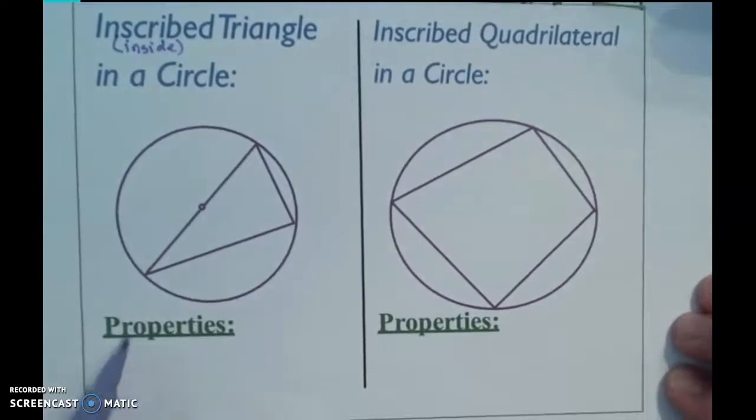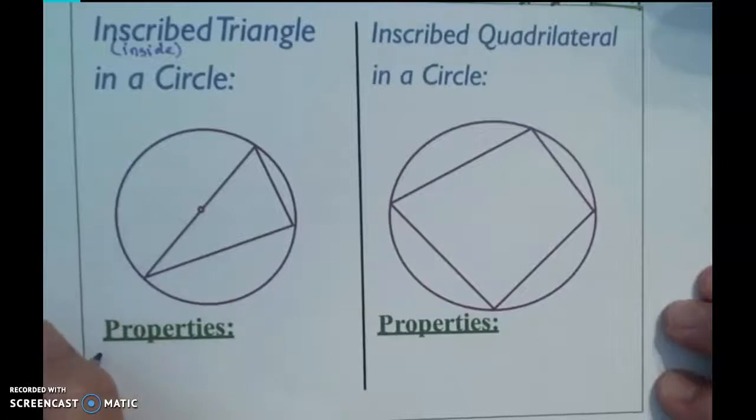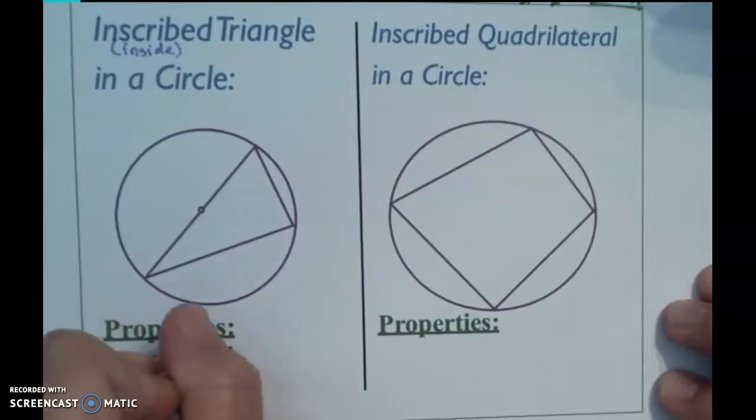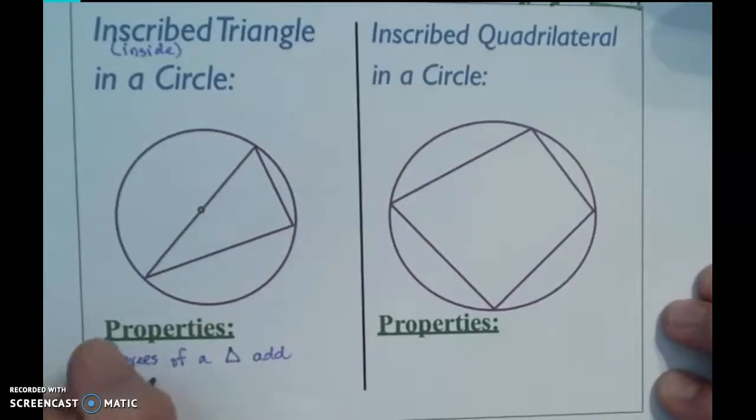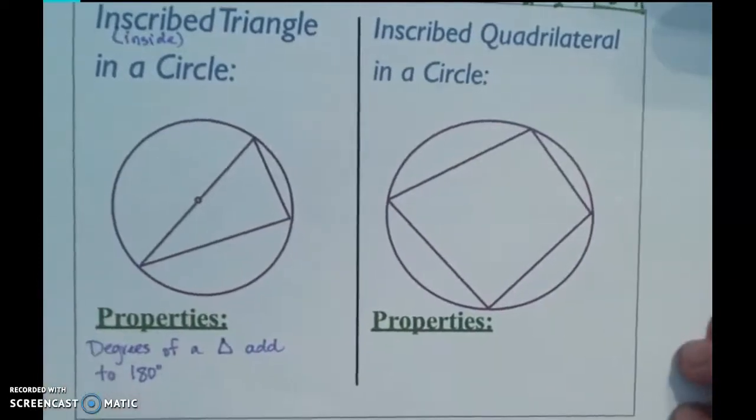One of the properties that you're going to use to help you solve these types of problems is that the degrees of a triangle add to 180 degrees. Okay, so 180 degrees in a triangle. So that's a property there that we need to remember.